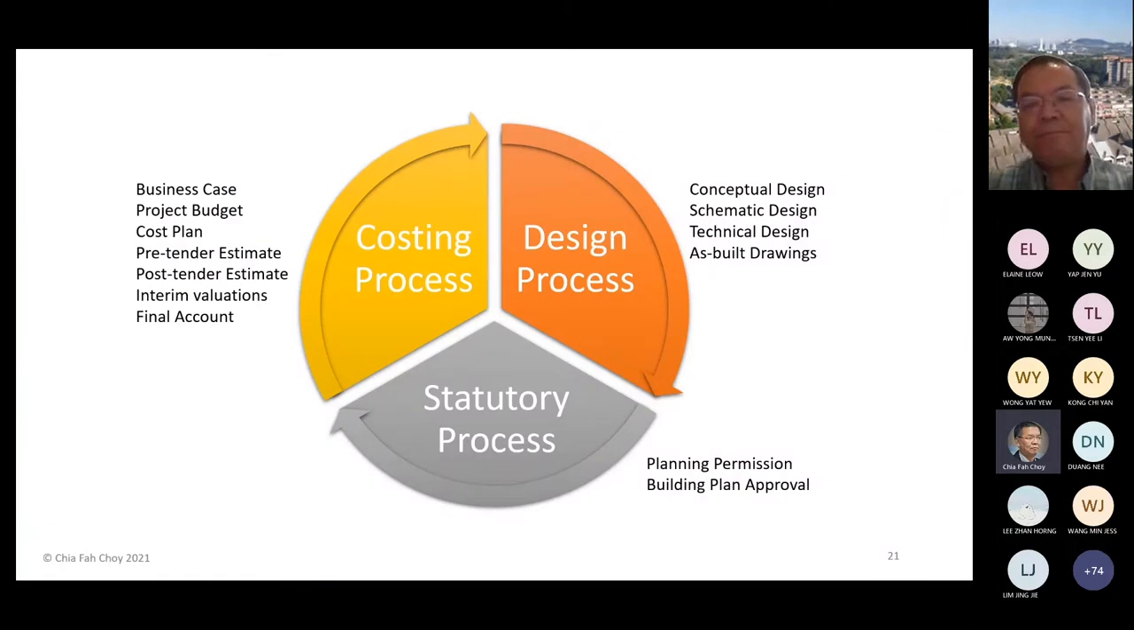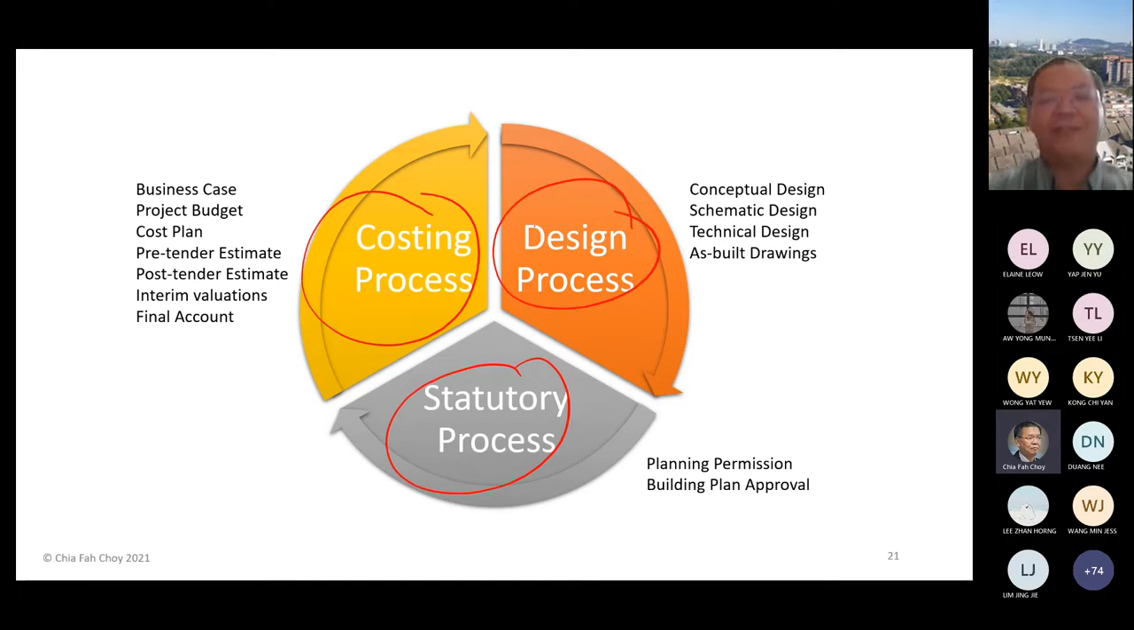Now, for this part, what I would like to tell you is that the whole pre-construction process, that means before you actually carry out the construction process, can be broken down further into three processes. One process is the design process. Then the other process is known as the statutory process. The third one is called the costing process.